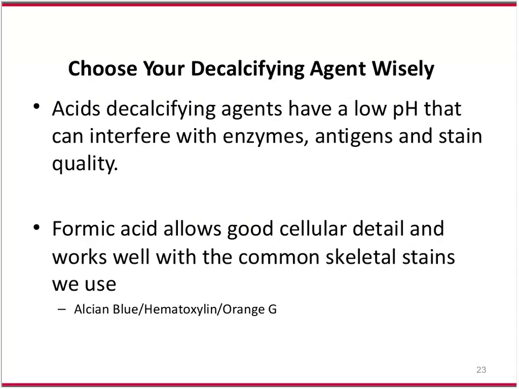Formic acid is a lower grade acid. It allows for good cellular detail and works well with the common skeletal stains that we use. So you can use formic acid if you're doing Alcian blue hematoxylin orange G stain. But like I said, in the last 6 months, we haven't used formic acid in our lab at all. We are strictly an EDTA decalcifying lab.